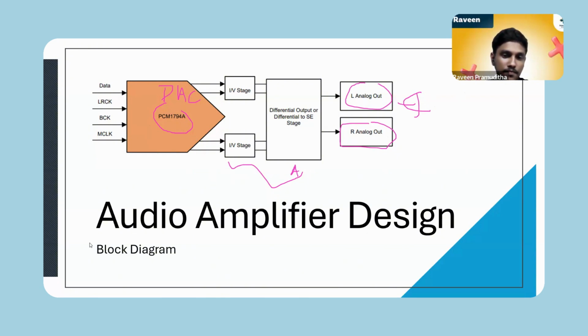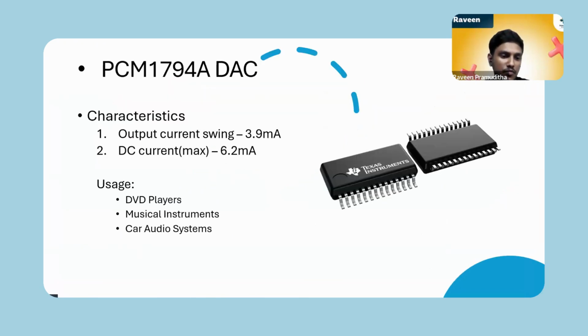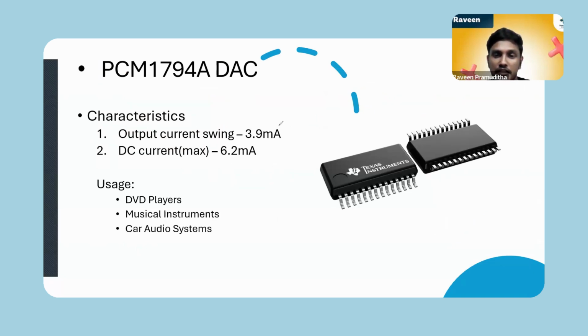So then, this is the summary of specifications of this DAC. Its output sink current is 3.9 milliampere and constant DC current is 6.2 milliampere. These are produced by Texas Instruments, and we can use them in DVD players, physical instruments, and audio systems. Output sink current means it has output currents.